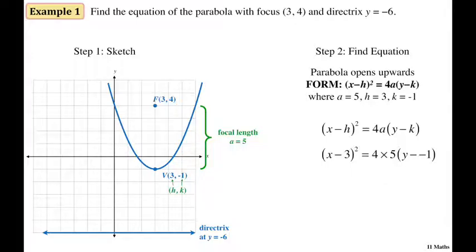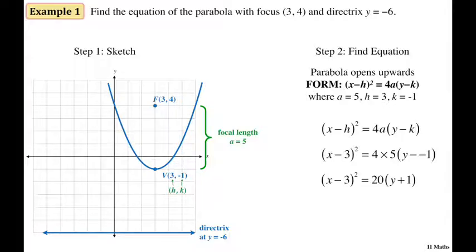Let's tidy that up. 4 5s are 20. The y take minus 1 becomes a y plus 1. And that's our parabola. So that's a parabola that has a vertex at 3, minus 1. And 4 5s are 20, so focal length must be 5, so that all balances.